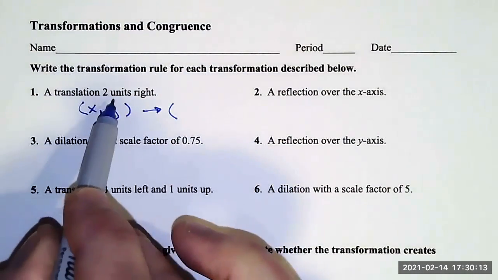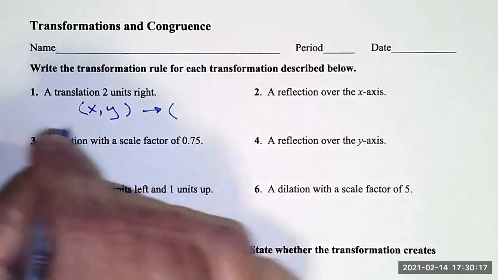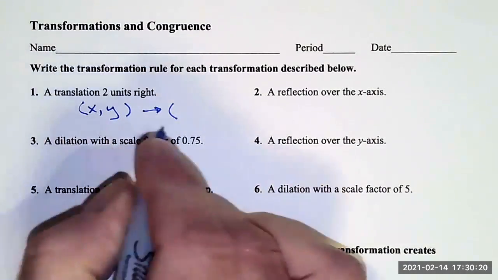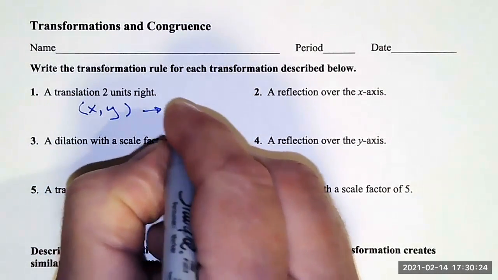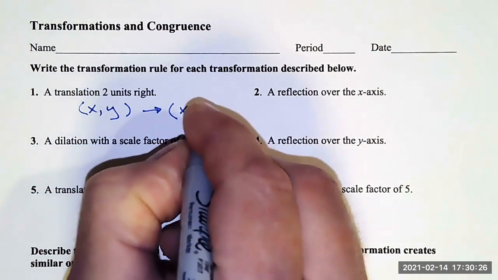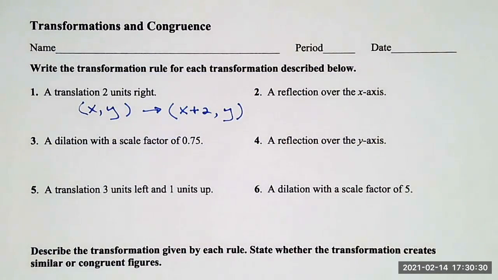So a translation 2 units to the right is going to affect the X component because that's the horizontal, right or left component. To the right is in the positive direction. So 2 units would be X plus 2. No change to the Y component. So your rule is XY goes to X plus 2 comma Y.